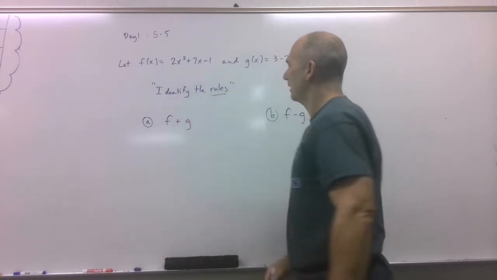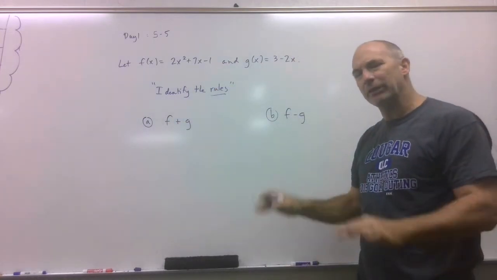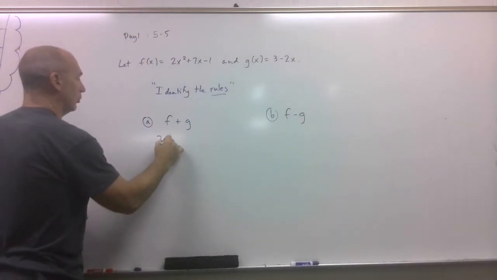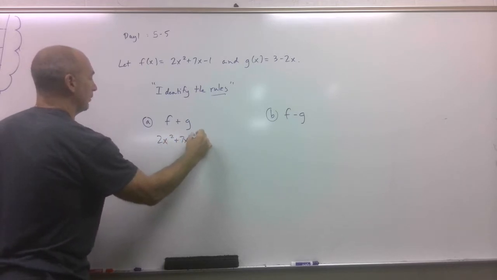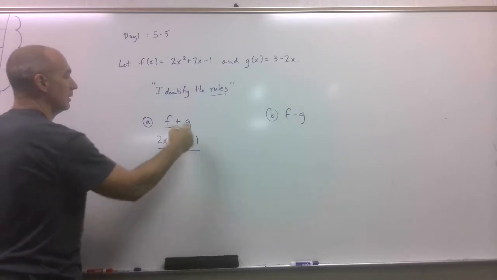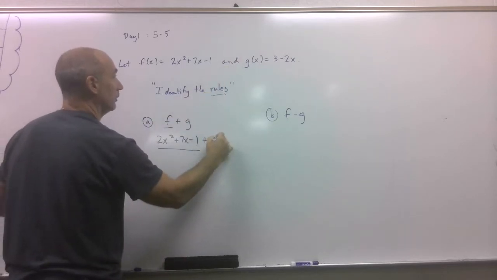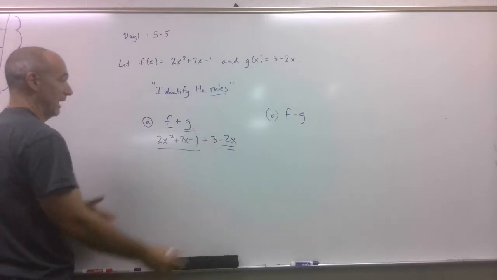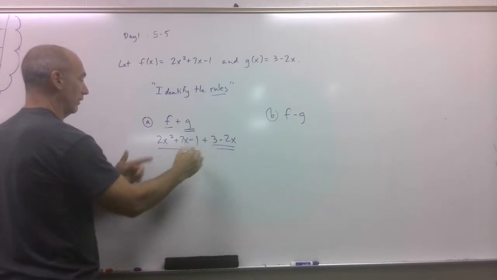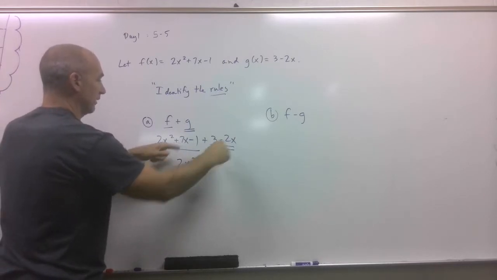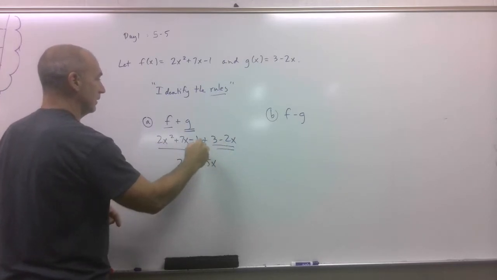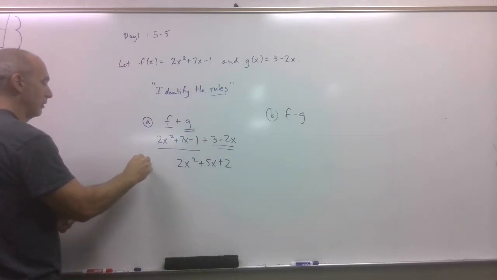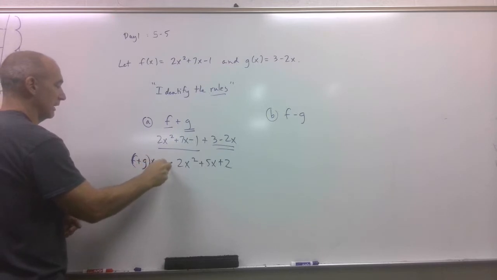That's a rule. I think that's a funny name for it, so kind of ignore that, but I'll explain that in a minute. F plus g. So that's 2x squared plus 7x minus 1. That's f. G is 3 minus 2x. So you just add the functions together. So 2x squared is kind of by itself. 7x minus 2x is 5x. Negative 1 plus 3 is 2. So there's the rule. I could say f plus g of x equals.